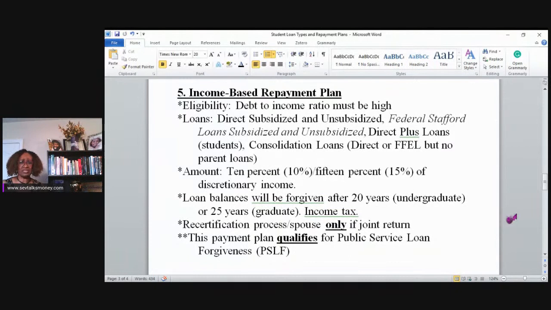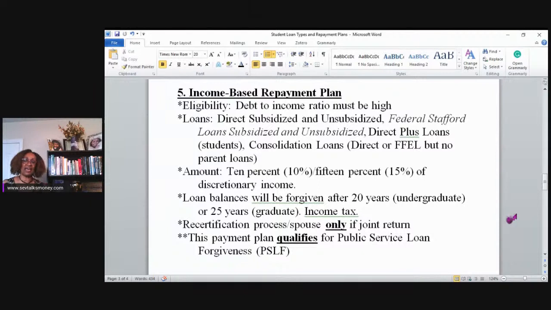The Direct Plus loans only for students. The Direct Plus parent loans do not qualify for this plan. And then the consolidation loans. This is where you can consolidate your direct or your federal family education loan, which of course I mentioned up front that one expired in 2010, sorry, and is no longer available.